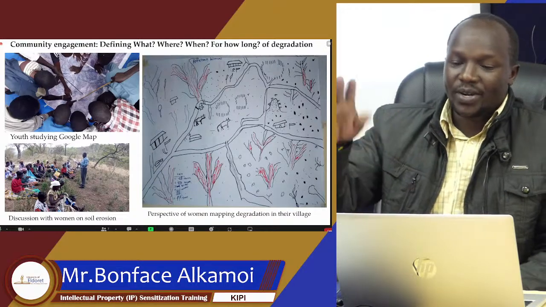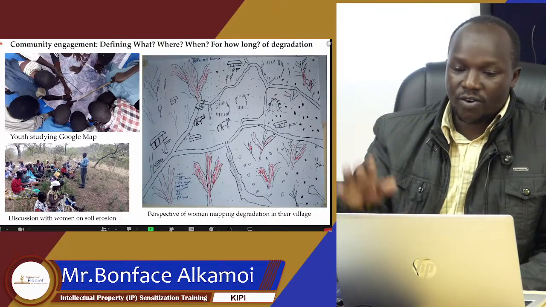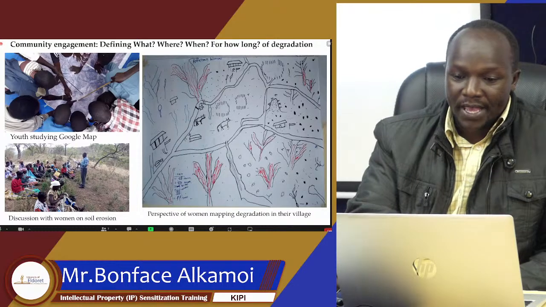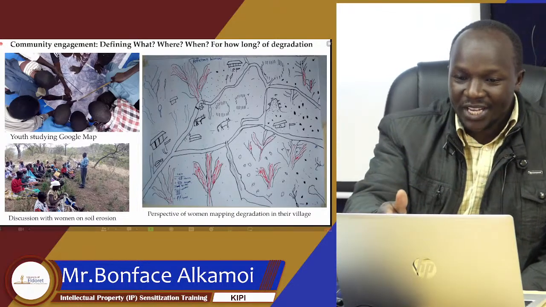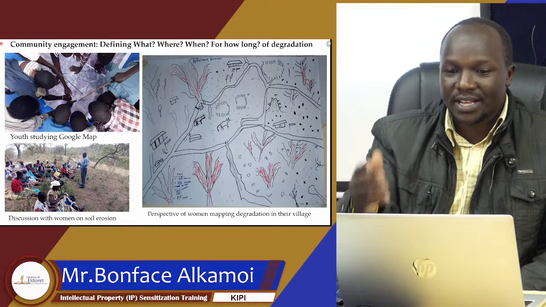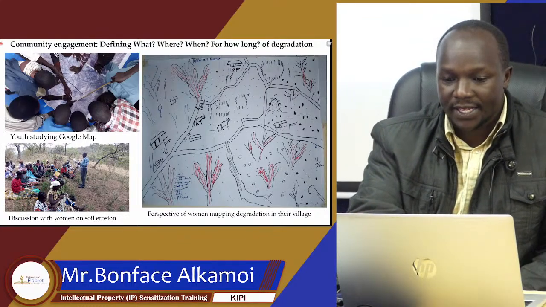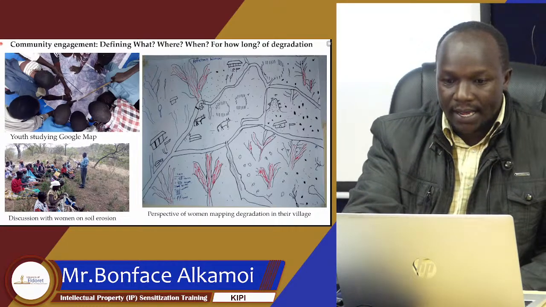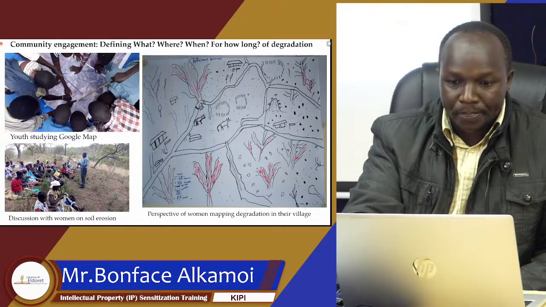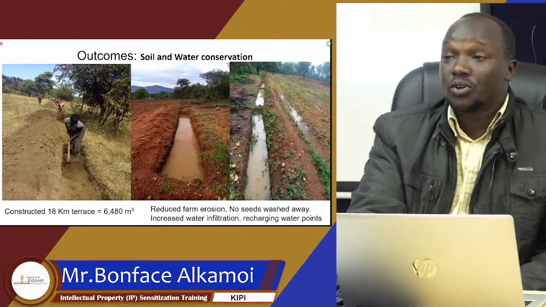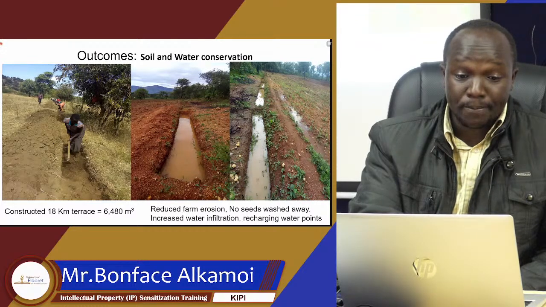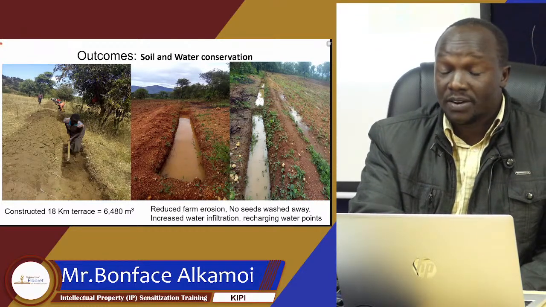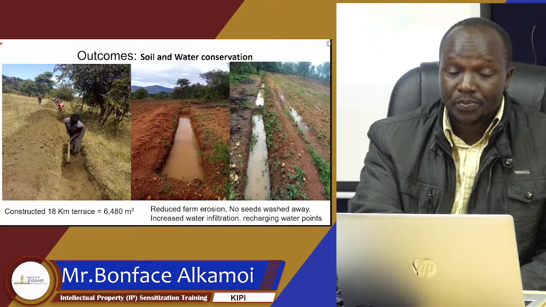So the areas marked with red are the gullies, formed probably due to soil erosion. And you see how women also appreciate livestock, they appreciate issues of fencing in this picture, and crop production.